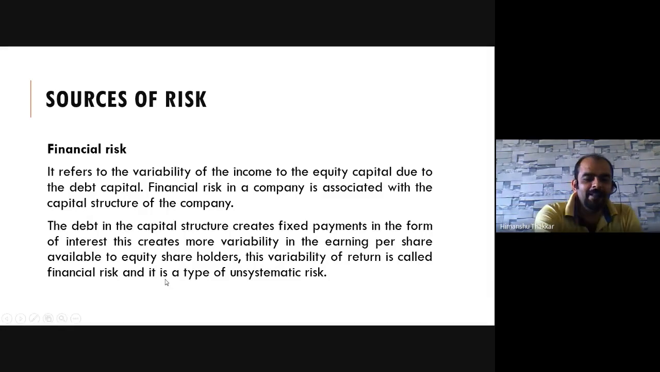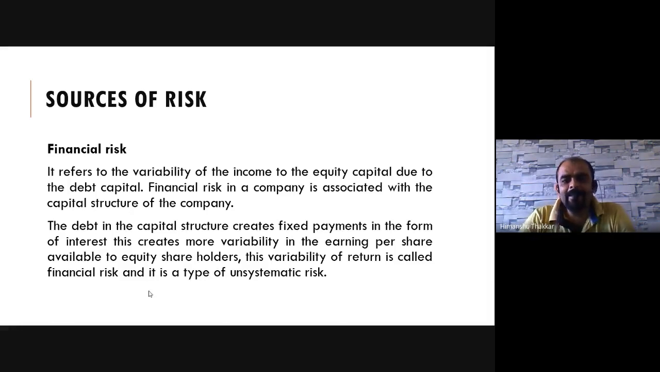Next is financial risk. So it refers to the variability of the income to the equity capital due to the debt capital. I think you have studied in one of the topics of financial management, financial risk and operating risk. Have you studied in the financial management subject, this particular risk, financial risk and operating risk? So financial risk basically refers to variability of income to the equity capital due to the debt capital. And financial risk in a company is associated with the capital structure of the company.